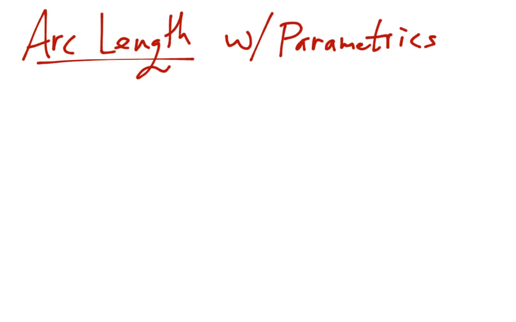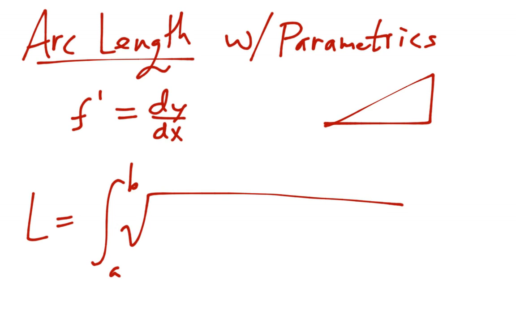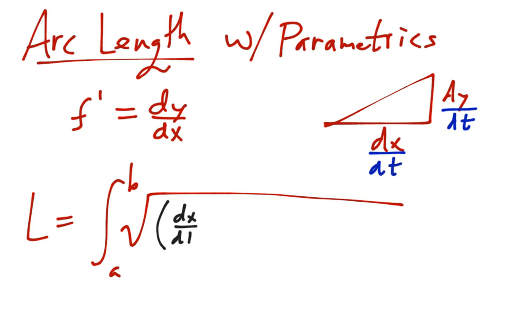We do have to alter our arc length formula for parametrics, because instead of having f prime, which was dy/dx, and squaring it, we need to go back and think about it. So the formula that we'll work with is the integral from a to b of the square root, and we'll go back to the idea of that initial triangle where we had dx and dy, but now because it's time, we have dy/dt and dx/dt, and so we can use the Pythagorean theorem to write out: we'll have (dx/dt) squared plus (dy/dt) squared.